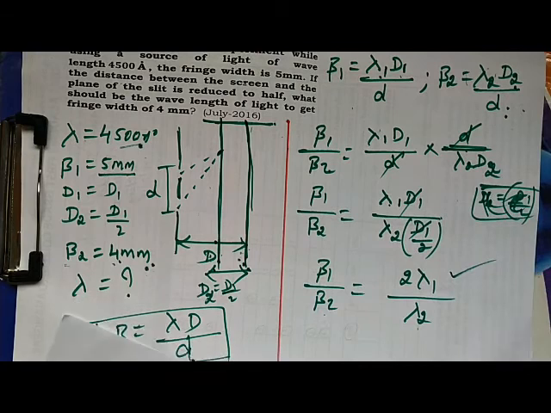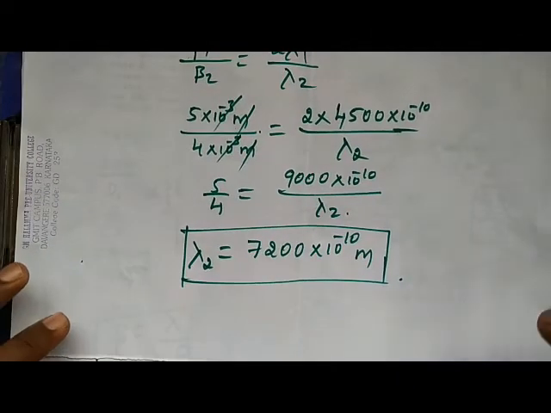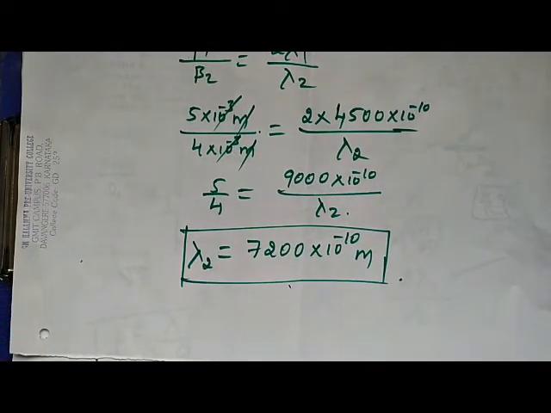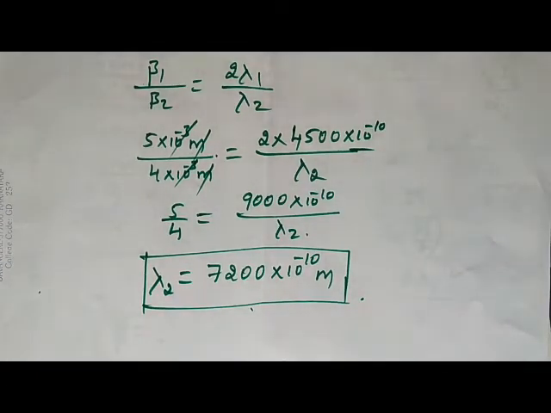This is not a given formula, it is the formula we have derived. If we substitute the given values into this formula, then we have this answer: 7200 into 10 to the power of minus 10 meter. Yes, now let us move to one more model, a similar version to this.